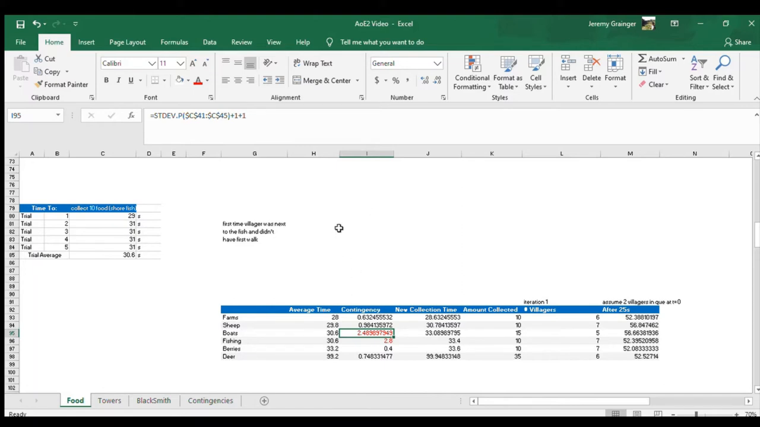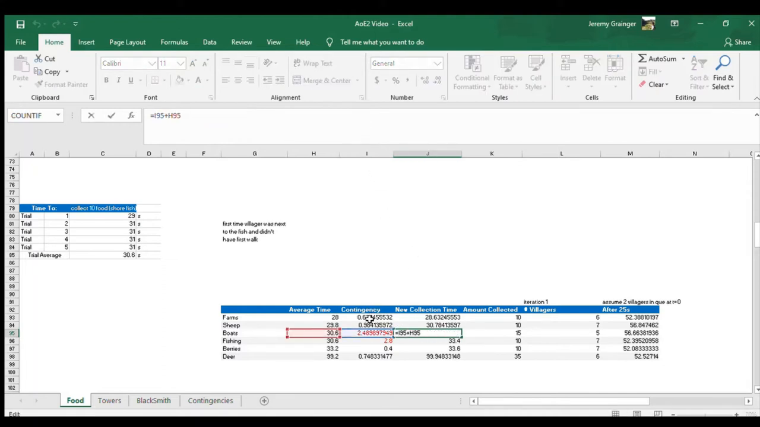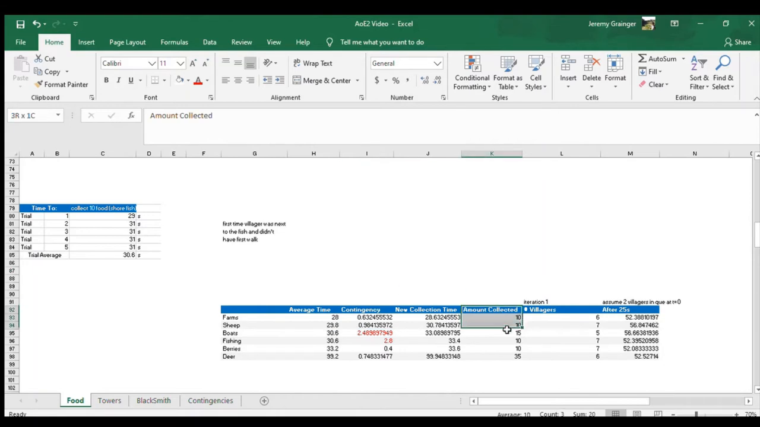Now this is to say that the shorefish is still quite close to the dock, and that should be considered. And then this is simply just a collection, or the new collection time, of your contingency plus your average time. This is the amount of food collected, which is clearly determined by the game. So when you're hunting, you get 35 food carried by deer, 15 by boats carrying fish.